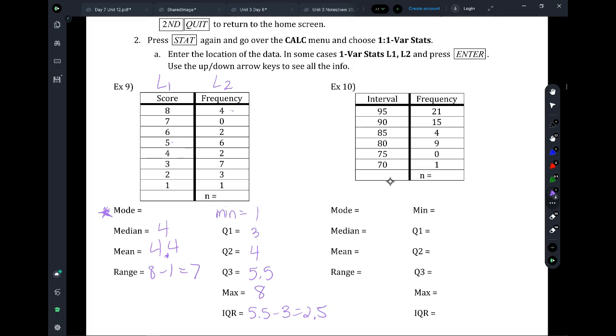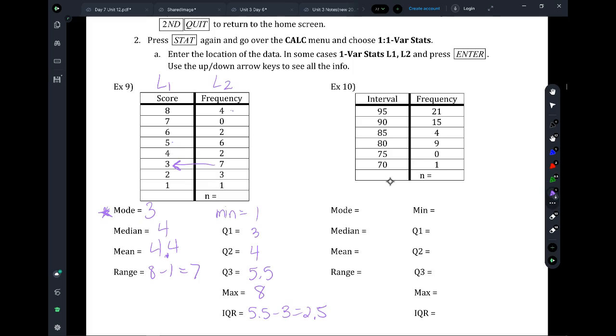Mode used to be the number that repeated the most, and it still is. But now the easiest way to figure it out is whatever number is the biggest in the frequency, that tells you which score has repeated the most often. So since 3 is repeating itself 7 times, 3 would be the mode.